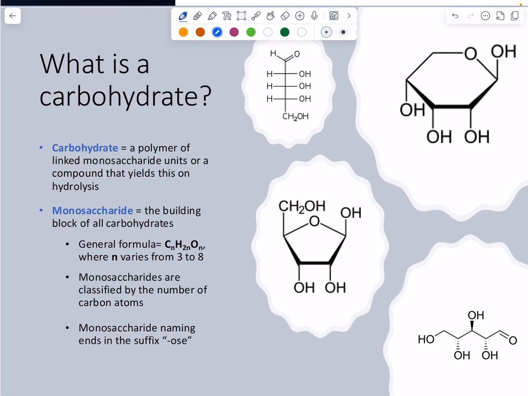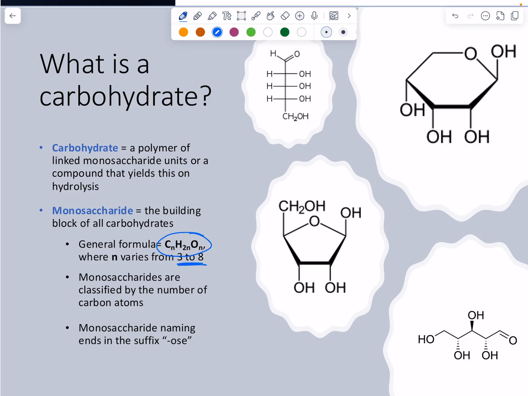All right, so what's a carbohydrate? Again, a carbohydrate is any molecule composed of monosaccharide units or a compound that yields monosaccharide units when we hydrolyze it. Okay, they have to follow this general formula, again, the (CH2O)n, where the number of carbons is going to vary between 3 to 8. So our smallest monosaccharide will have 3 carbons, our largest will have about 8.